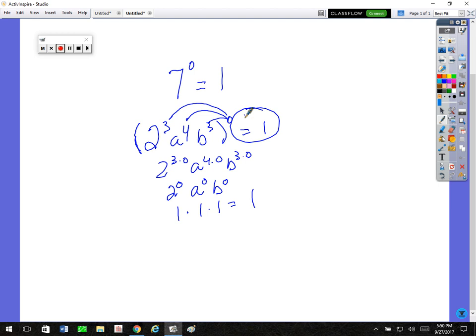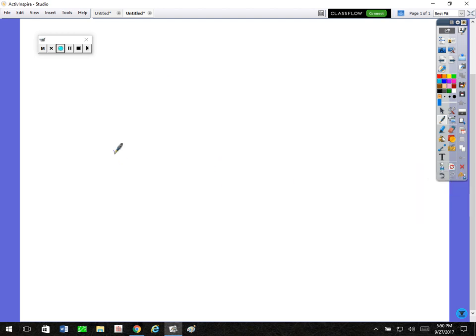Okay. Let's try one more before we wrap it up today. Let's try one more division problem. What if I have 24x to the 6 divided by 12x to the negative 8? I'm trying to do these because I want you guys to get in the habit of watching these negative signs.